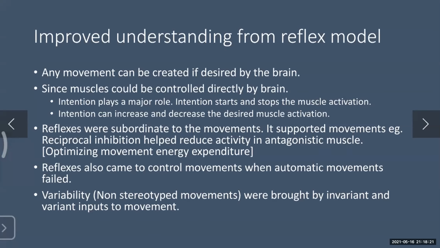And the next one is variability. Non-stereotyped movements were brought by invariant and variant inputs to movement. We saw that it gives both invariant as well as variant input, and these variant inputs, by which I mean the absolute force and the absolute time, helped in bringing up variability, which is a necessary feature whenever we operate in the environment. So in this way, we see that the motor programming concept improvised over the reflex model. Some of the drawbacks of the reflex model were taken out.